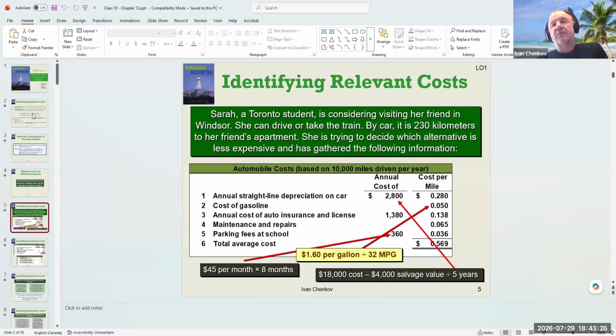Cost of the gasoline obviously will be considered. Whatever she has to pay per mile, we have to consider that cost. Annual cost for the auto insurance and the license. The tricky part for this is usually we're paying the auto insurance upfront, preferably for the entire year because it gives you some saving. So once we pay, we can use the car for the entire year.